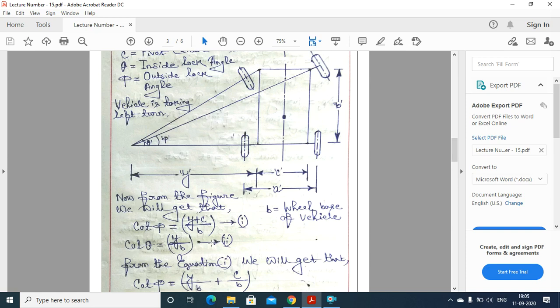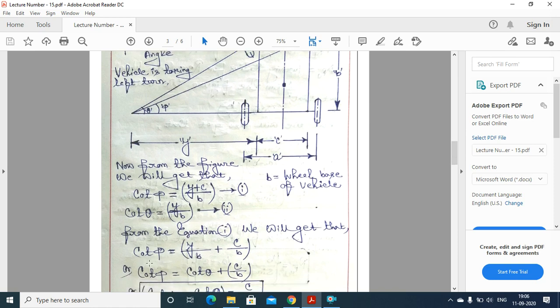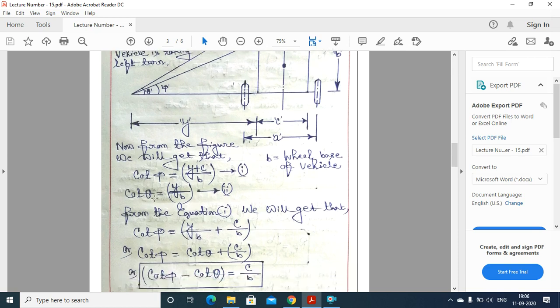Now from the equation number 1, we can write that cot phi is equal to y plus c by b. So that's why we can write y by b plus c by b. So cot phi is equal to y by b plus c by b, and this cot theta is equal to y by b. So cot phi is equal to cot theta plus c by b. So after all, it will be cot phi minus cot theta is equal to c by b.